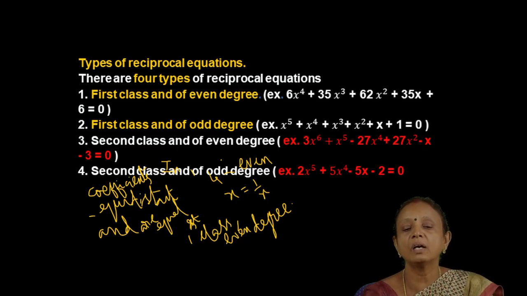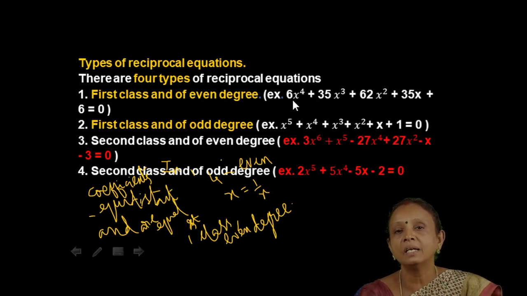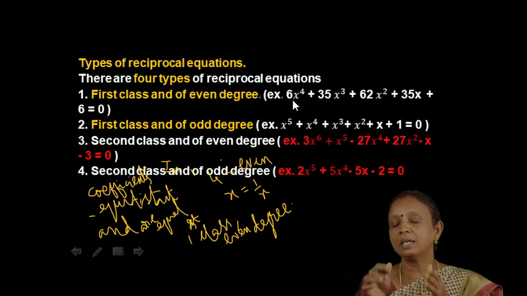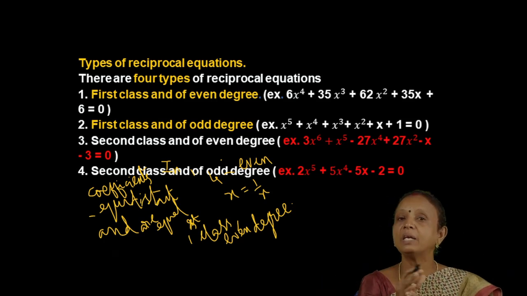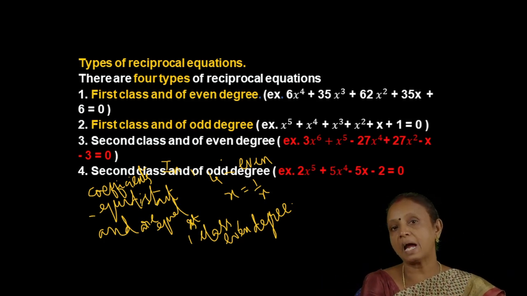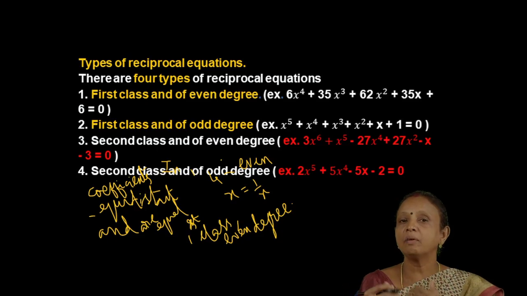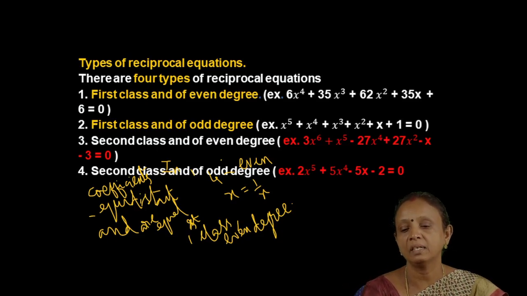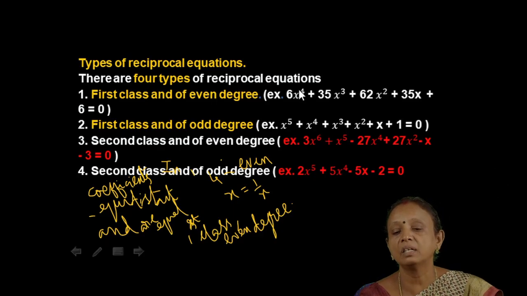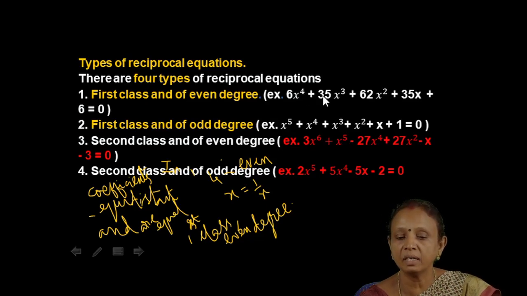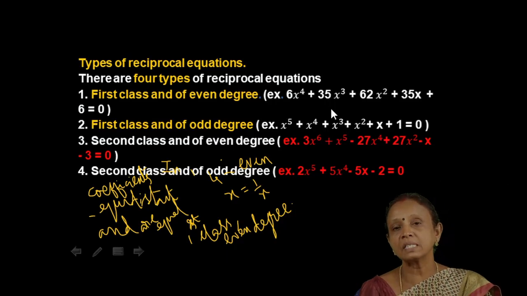First class and of even degree means the extreme ends and the intermediate coefficients that are equidistant from the start and the end are equal in magnitude, and not of opposite sign. But mentioning the degree is important. It is of even degree, therefore the highest power of x is, now here, 4. What is 4? 4 is an even number, therefore it is of even degree.